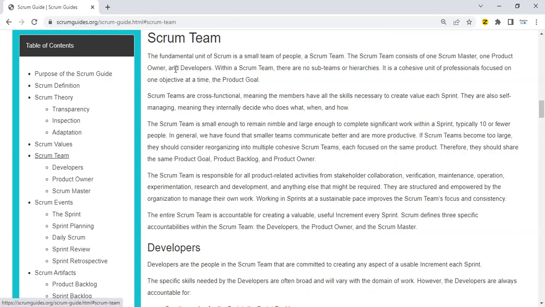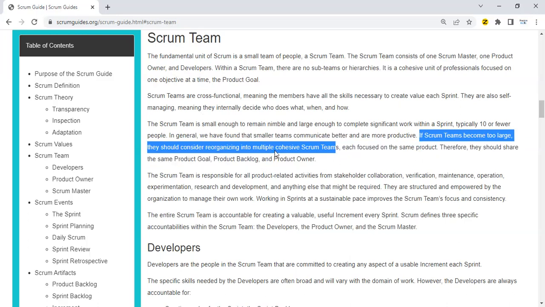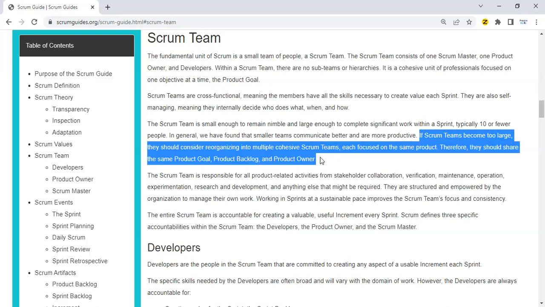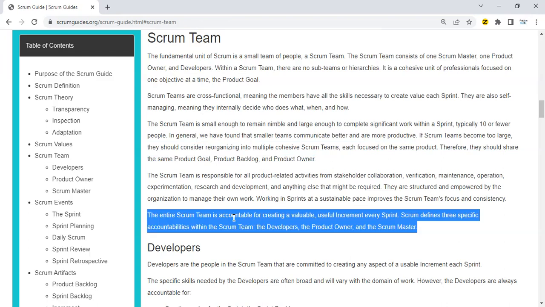Then you can have a high-level view of the Scrum team and just look for anywhere that it may mention anything to do with the product owner. So here it says, if Scrum teams become too large, they should consider reorganizing into multiple cohesive Scrum teams, each focused on the same product. Therefore, they should share the same product goal, product backlog, and it mentions product owner. So again, we're not looking to have multiple product owners. We want one product owner for one product. And then it says, the Scrum team is accountable for creating a valuable, useful increment every sprint. That's everyone together. Scrum defines 3 specific accountabilities, and there they are.